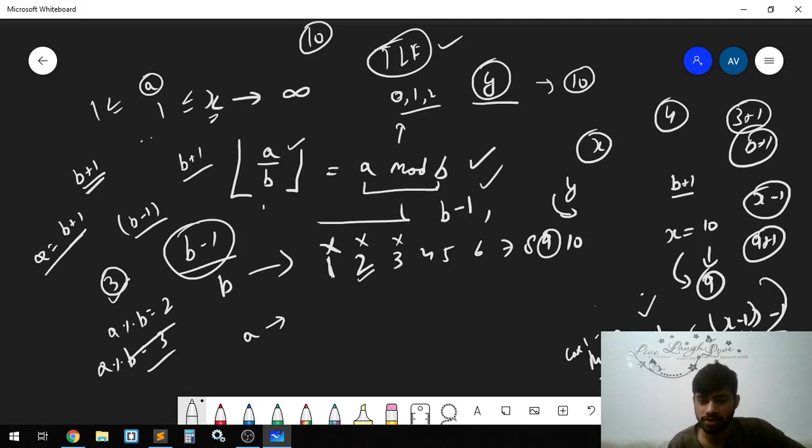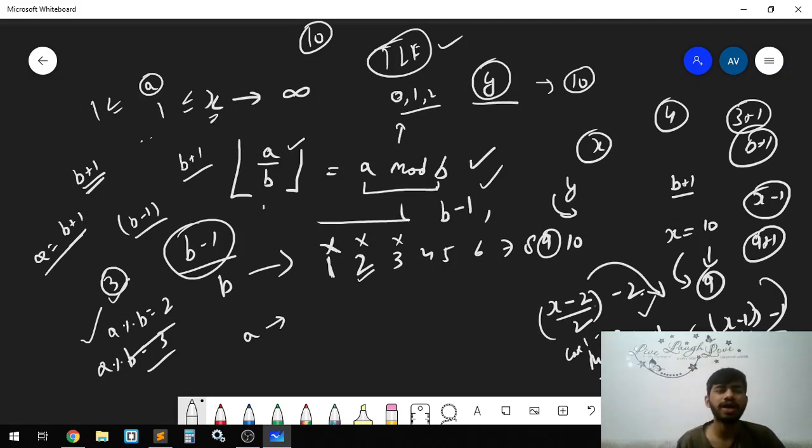Okay, so this is correct. Now I move to all the elements that can make a mod b equal to 2. Now I just need to subtract x minus 2 by 2 minus 2. So in place of this I just need to put this. Why? Let us assume that the maximum possible number whose a is present in this x limit is 2 into b plus 2.